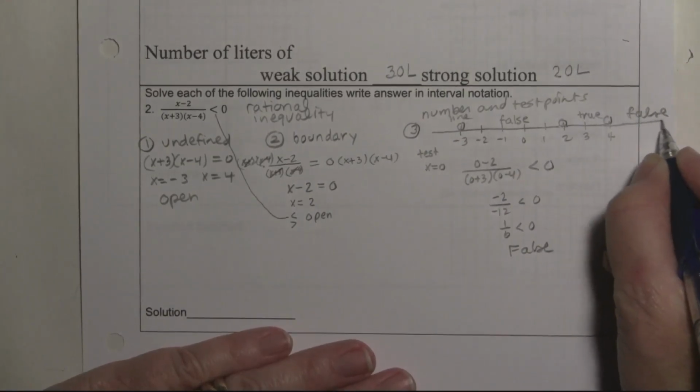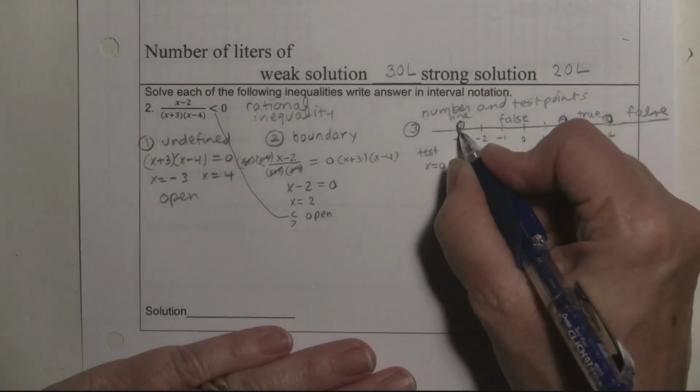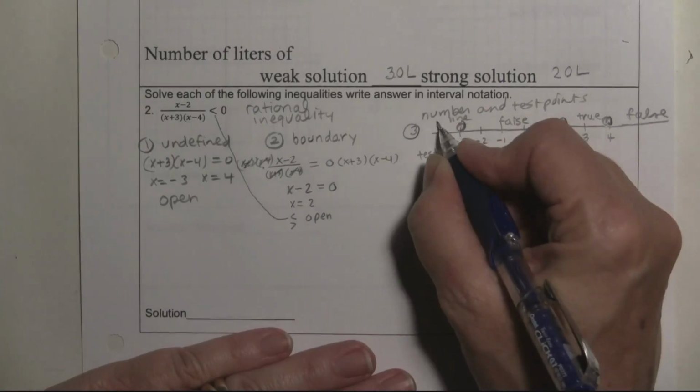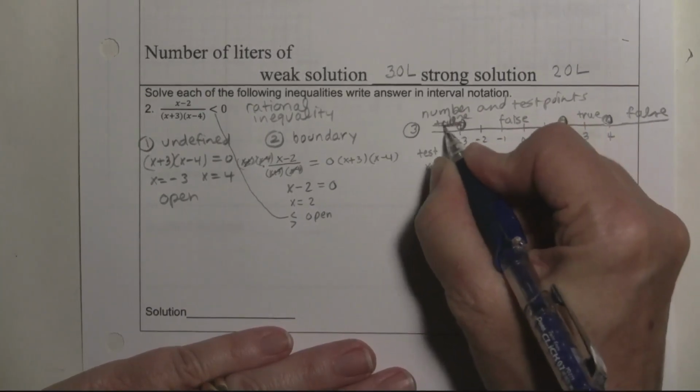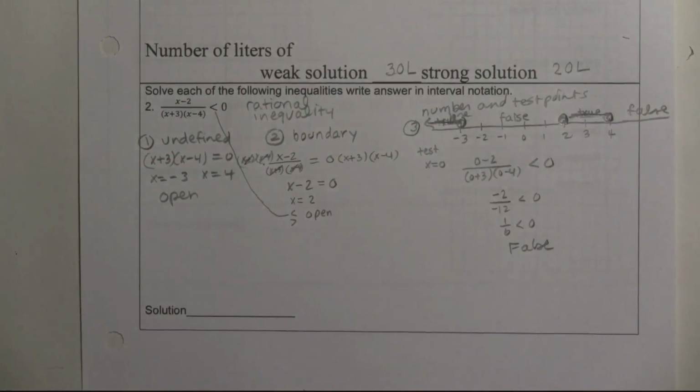What is the divider? Are the points that we found, right? These open circles that we have here are the divider. So this is false, so this one over here is true. And you shade the true regions. Shade the true regions. False regions are not the answer.